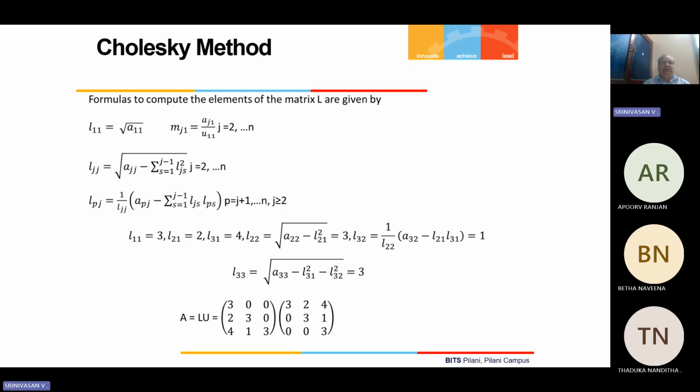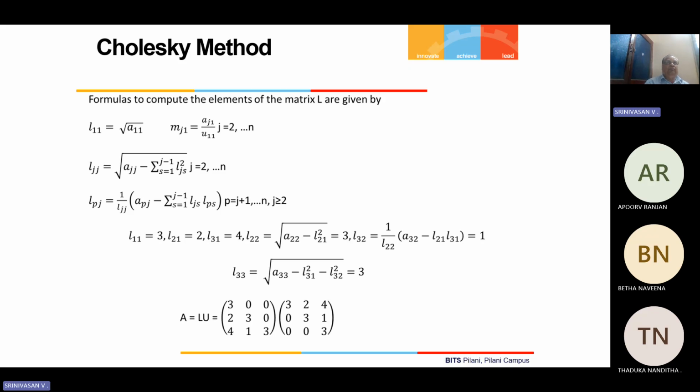That is what you are finding actually. So we cannot have here L33 square. So A33 minus L31 square minus L32 square. So it is A33 is 26 from the data. L31 is 4, square 16, minus L32 is 1. So it is 26 minus 16 minus 1, that is 9, root 9 is 3. So thus we have found all the entries.